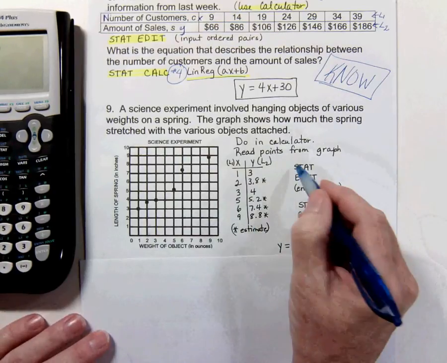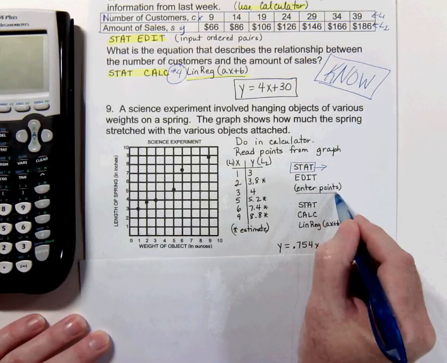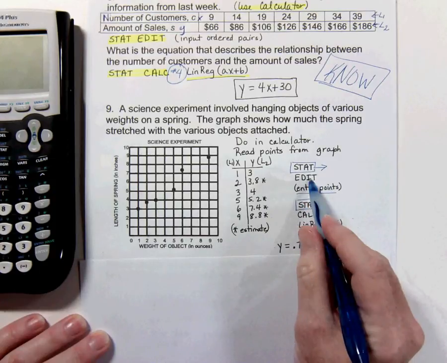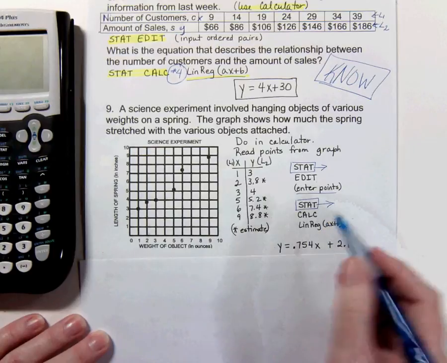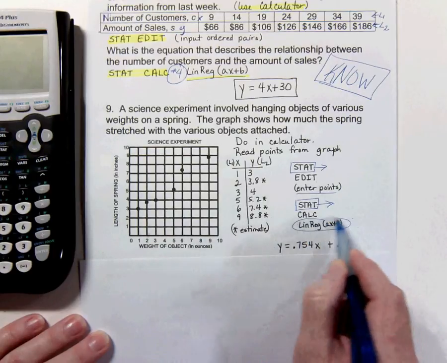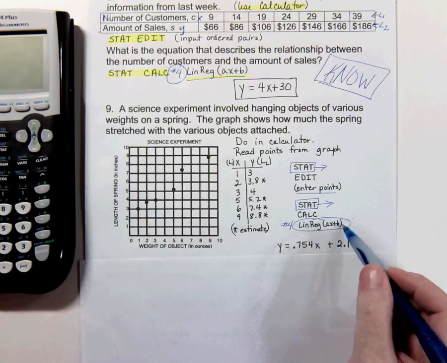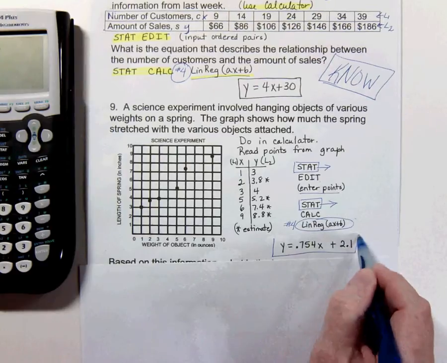The actual buttons you're going to hit again is Stat. You're going to move it over to Edit and enter your points. You'll hit Stat again. Actually, you don't have to move over for Edit. It's the first one. But you do slide over for Calculate. And always look for something that's aligned with a number 4, linear regression, hitting it twice. And this is the equation that you should end up with.